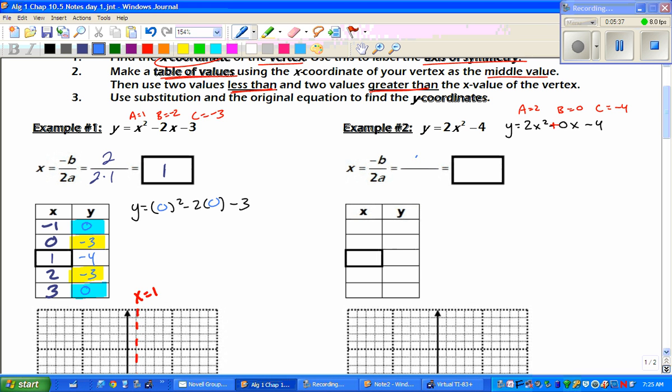We got the opposite of b. Well, there's no opposite of 0. It's just 0. And then 2 times 2. So 0 divided by anything, it's just going to be 0. Okay? So our axis of symmetry is 0.